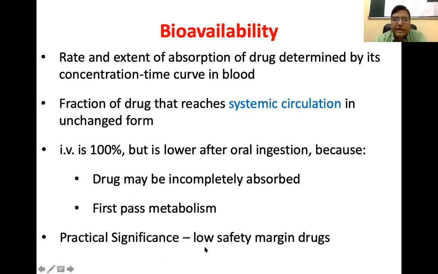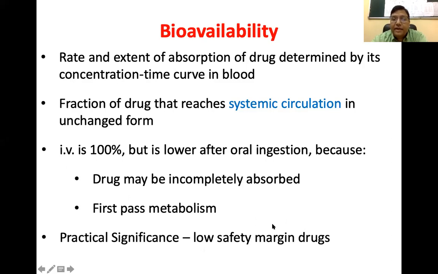So what is the significance? It is for low safety margin drugs. If we are administering a low safety margin drug by IV route, then we have to be very cautious that 100% of the drug is reaching. And if a drug is being given orally, we have to give it in a higher dose. So we cannot give the exact oral dose by IV route. We have to lower the dose. We have to keep that in mind.